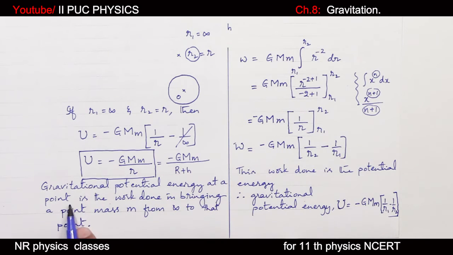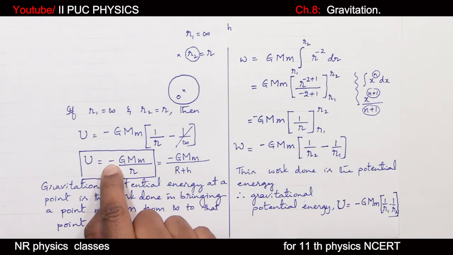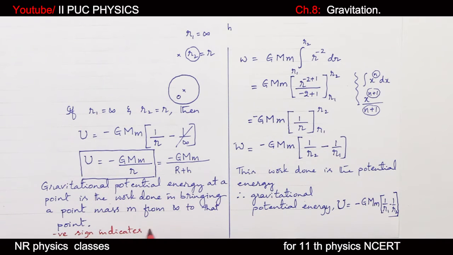Gravitational potential energy at a point is the work done in bringing a point mass m from infinity to that point. Students, make sure that you write this statement. Okay, don't forget. And what is the significance of the negative sign? Negative sign indicates that it is attractive potential. Means every object is held with the force, with some energy.